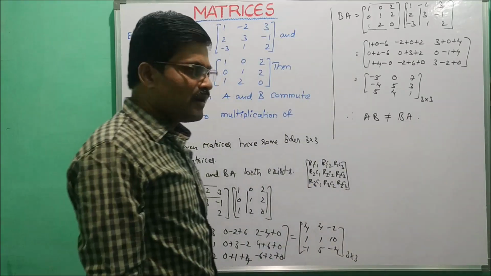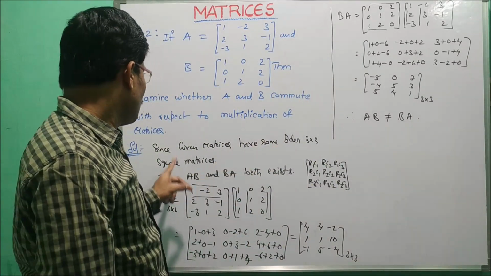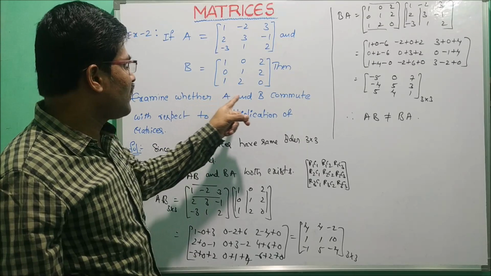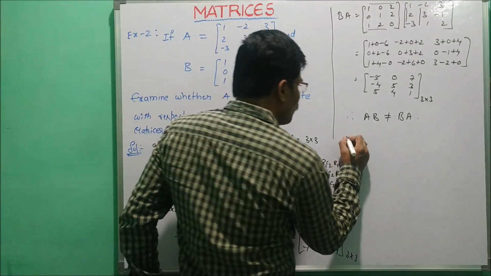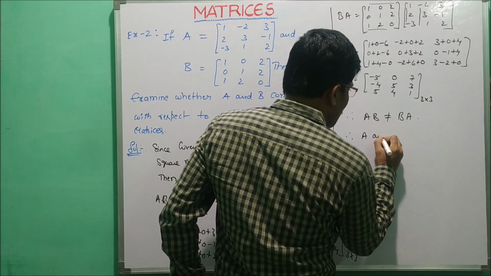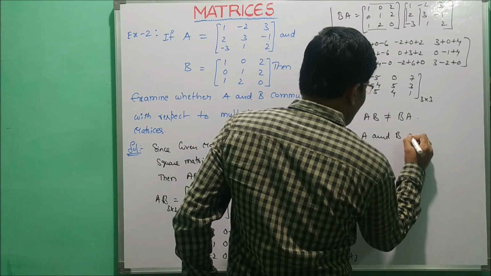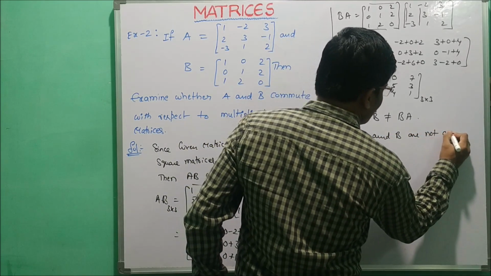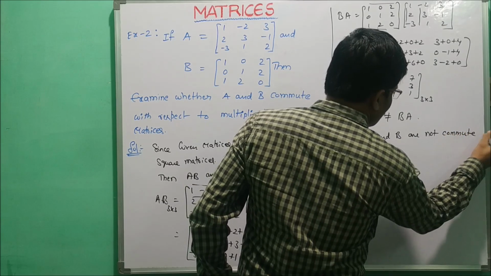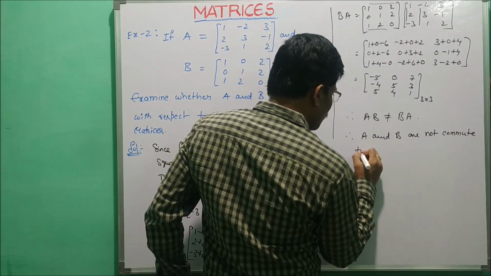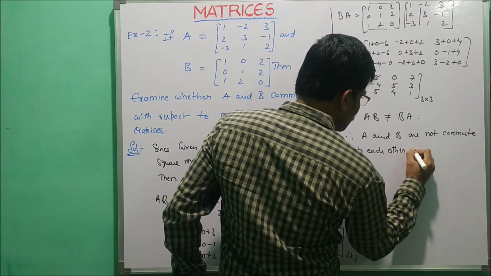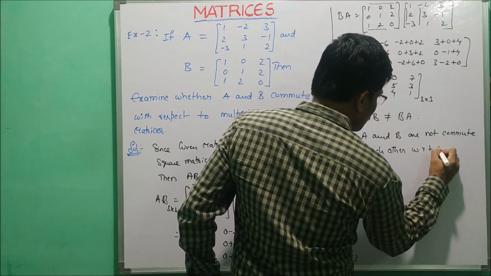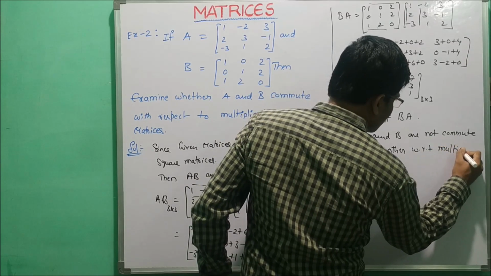That means, for the matrices A and B, to examine whether A and B commute with respect to multiplication, now here we write: therefore the matrices A and B do not commute to each other with respect to multiplication of matrices.